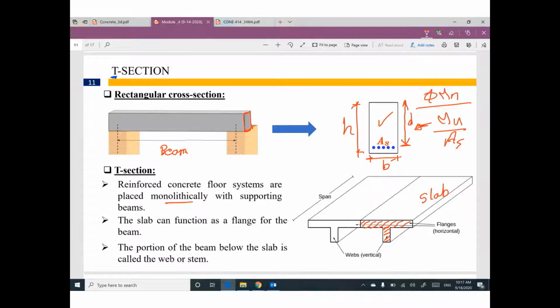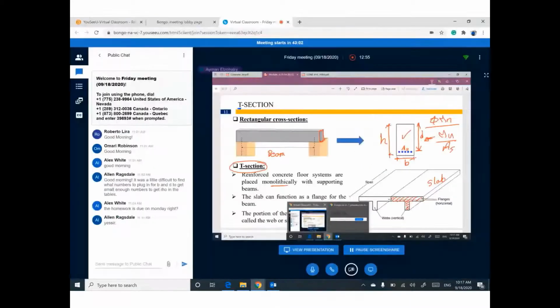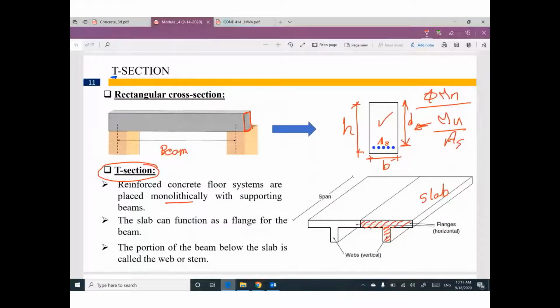So they are making one unit. This unit is called T-section. Part of the slab is working with this beam to make the T-section. By the way, this part of the beam can be called the web. This part of the slab which is working with this web is called the flange. This flange and this web make the T-section.